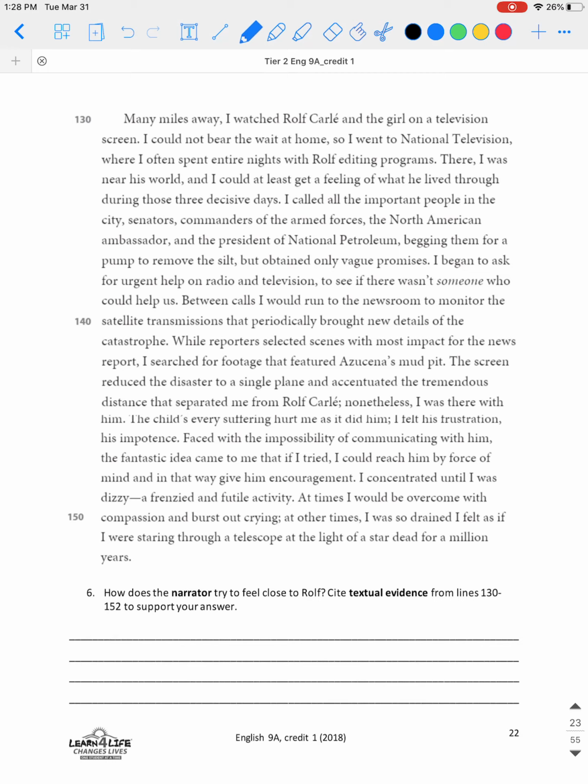Number 6. How does the narrator try to feel close to Rolf? Cite textual evidence from 130 to 152. So on this page, there's a couple things she does. So go ahead. Again, you're going to cite the evidence. So you need to pull this from the reading, a quote, okay?